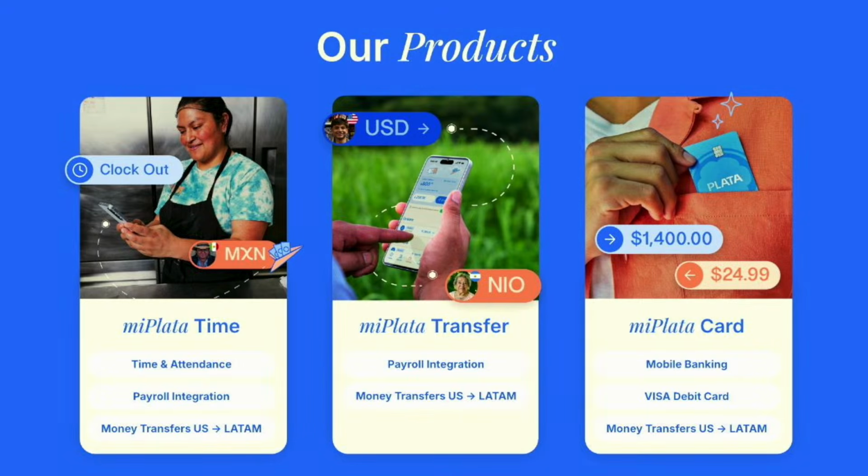So I'll go over, again, just the products before I demo them. But the first is Plata Time. How do we actually capture the hours Miguel worked? Where did he work those hours? And then how do we integrate that directly into the payroll systems? The second is called miPlata Transfer. This is really how do we make it easy for Miguel to send a portion of his pay to his family member. And then the third is for operating in the US. We offer a Visa debit card where Miguel is able to actually make transactions and exist on like a day-to-day basis in the modern kind of like financial ecosystem.